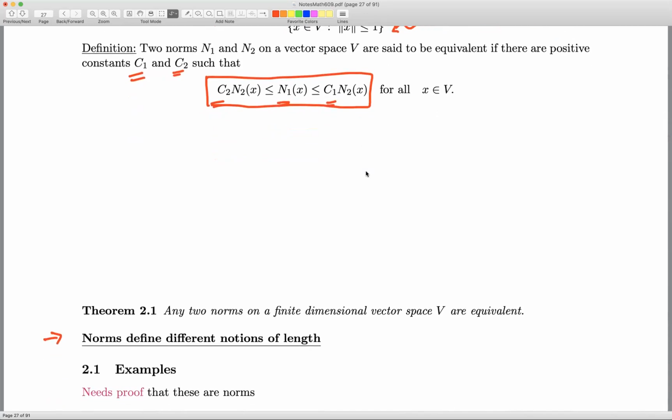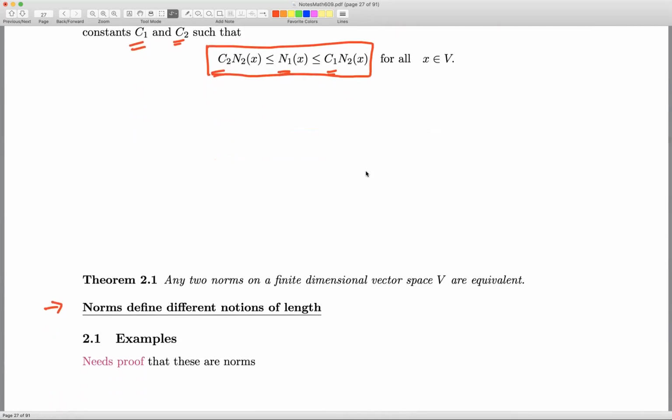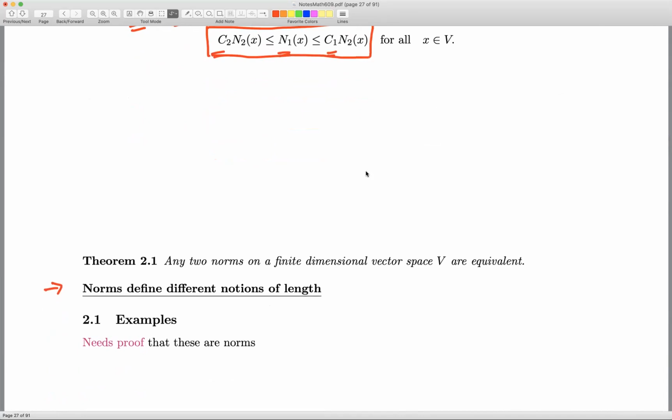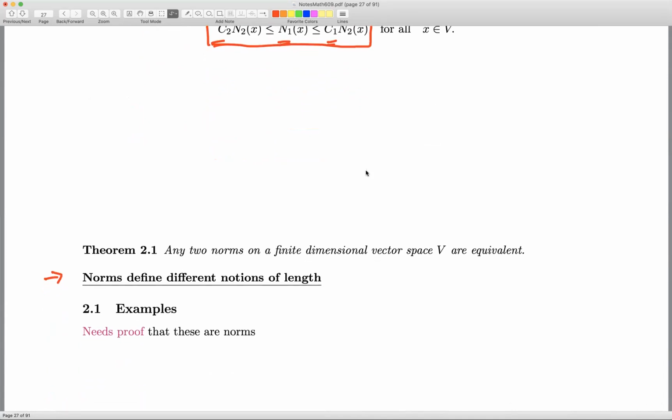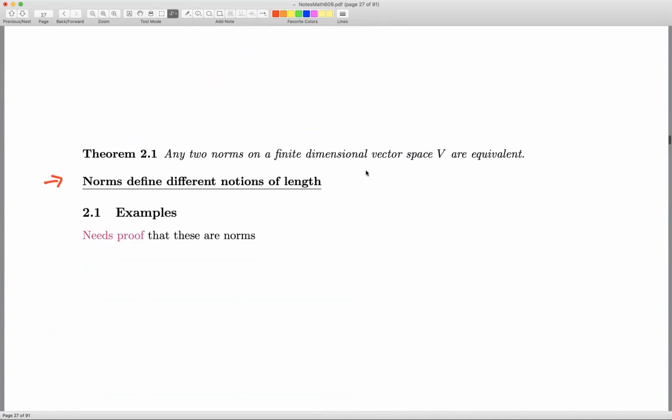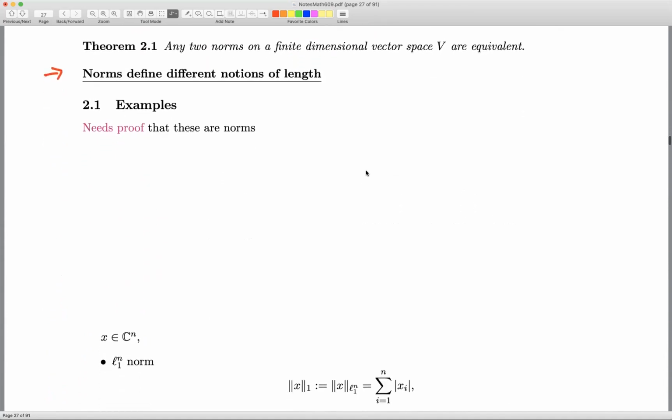So now we will consider several examples of norms. The same way as we considered examples of inner product vector spaces, these need proofs that the mappings we will discuss below are norms.